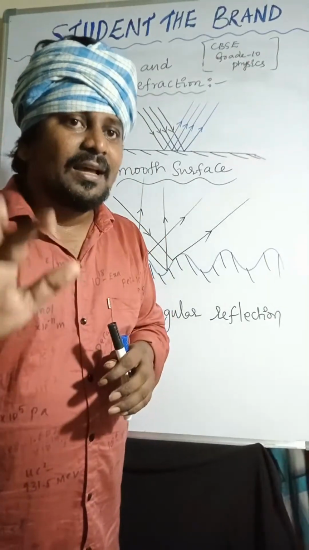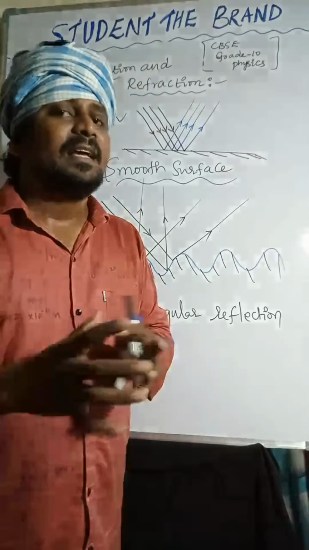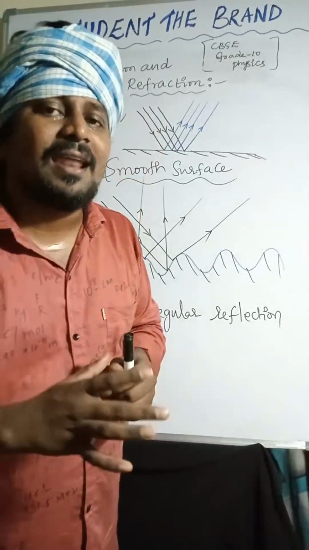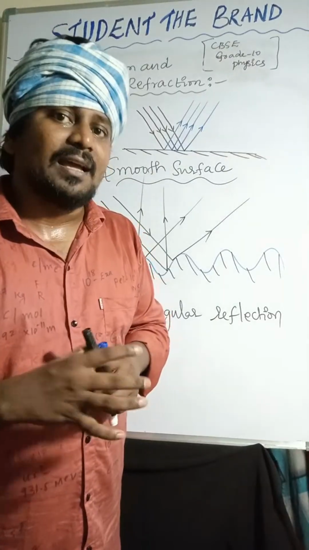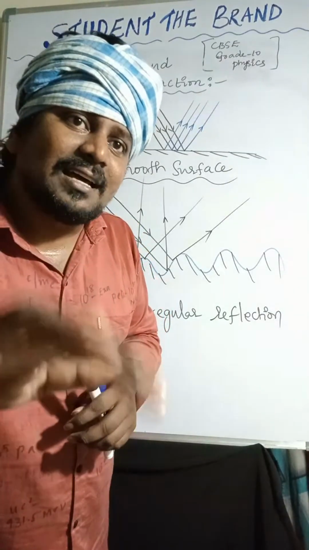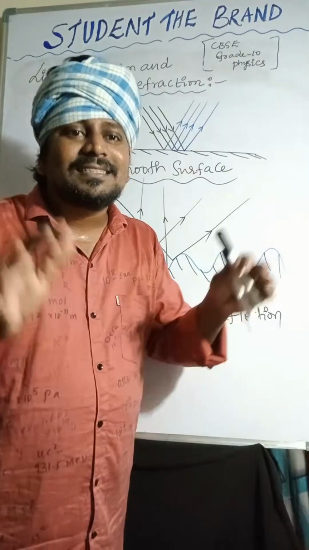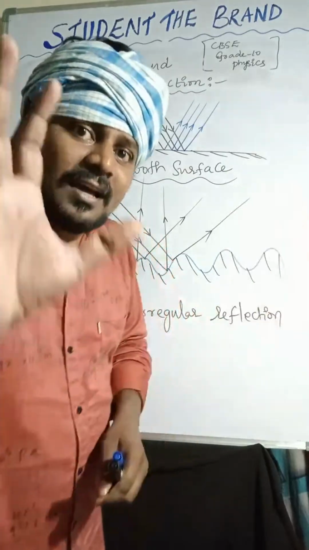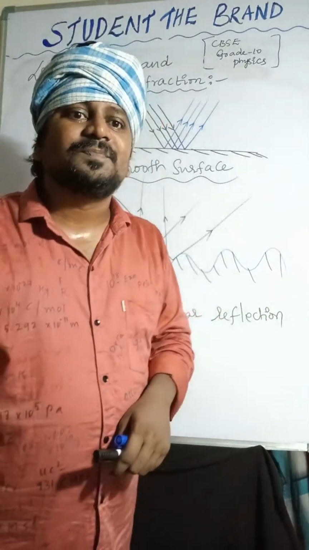In regular reflection, incident light rays are parallel to each other. Then reflected light rays are also parallel to each other. This type of reflection is called regular reflection.